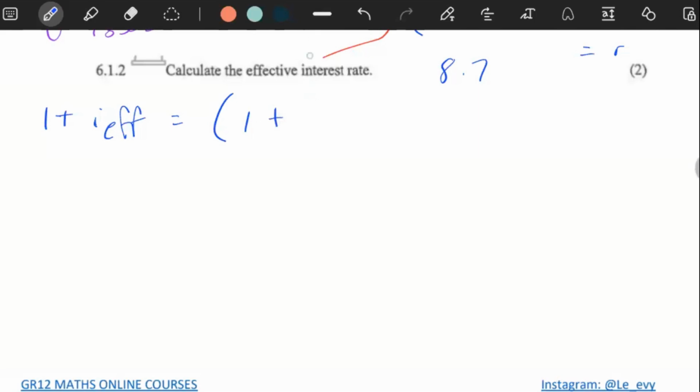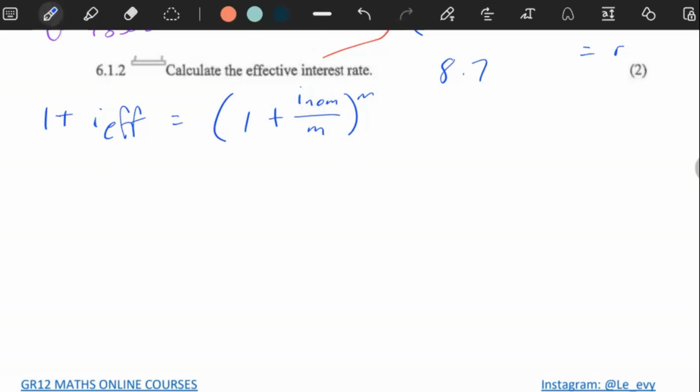And then you have i here again. It should be i nominal divided by m, the whole thing to the power of m. There we go. The nom here is for nominal, because you'll have effective interest rate in the formula and then you have nominal interest in the formula. So this is what your formula looks like.